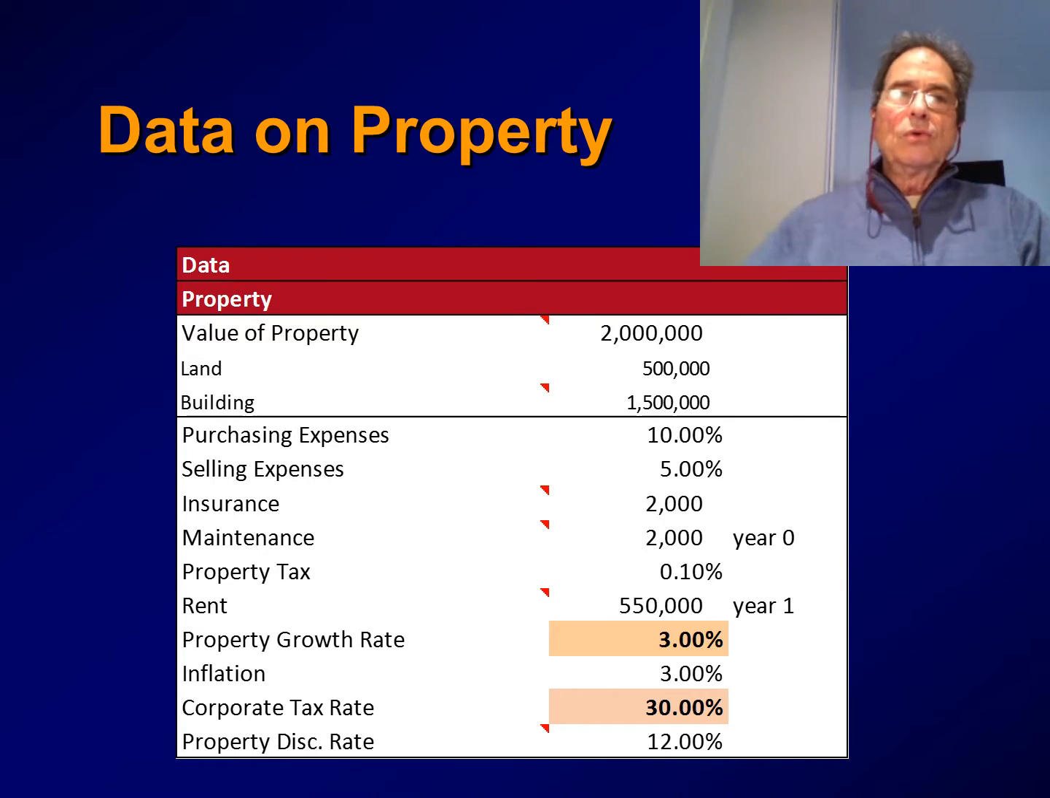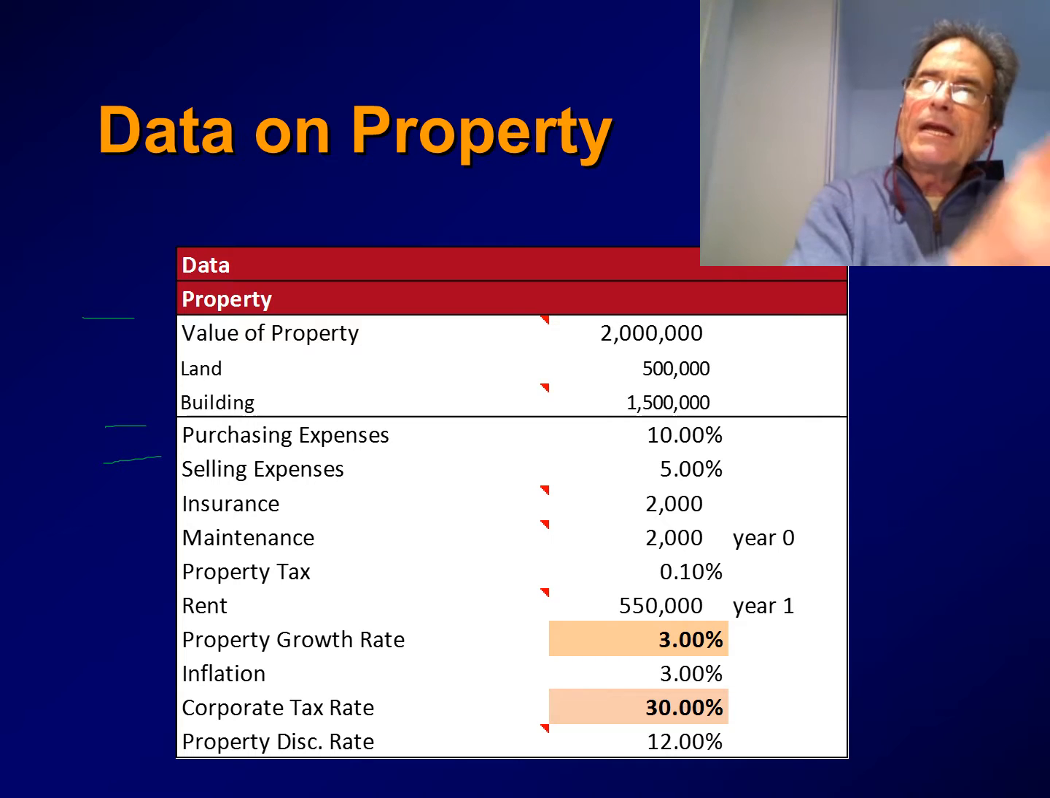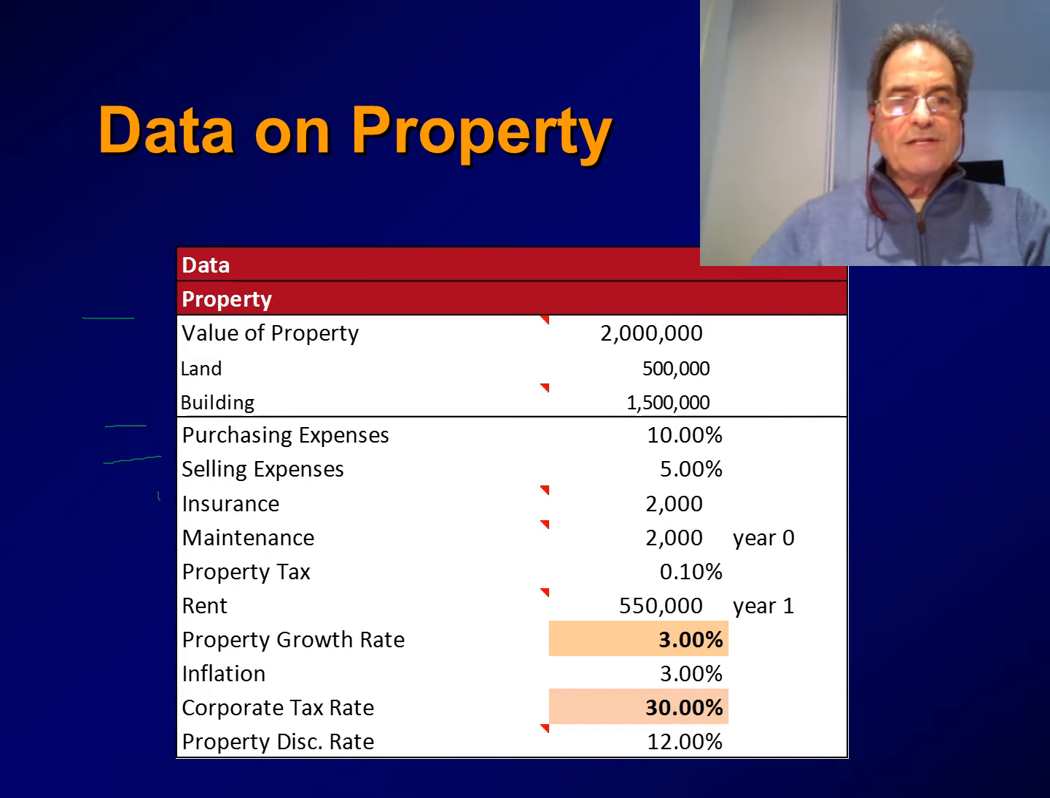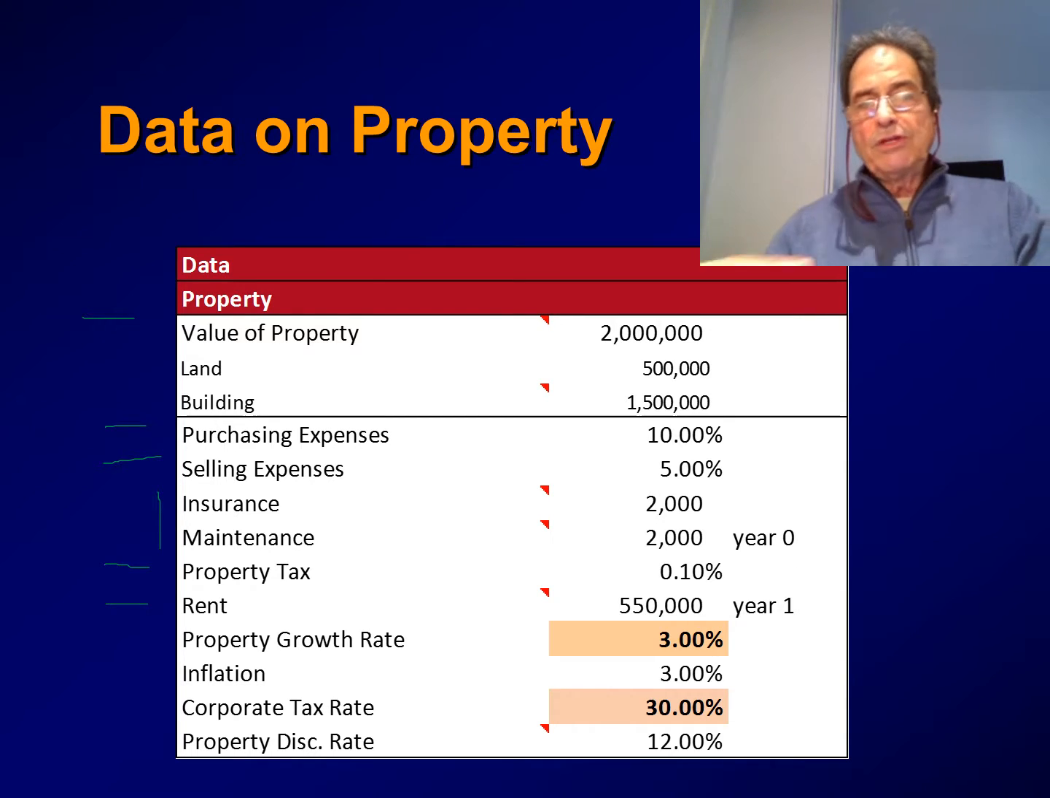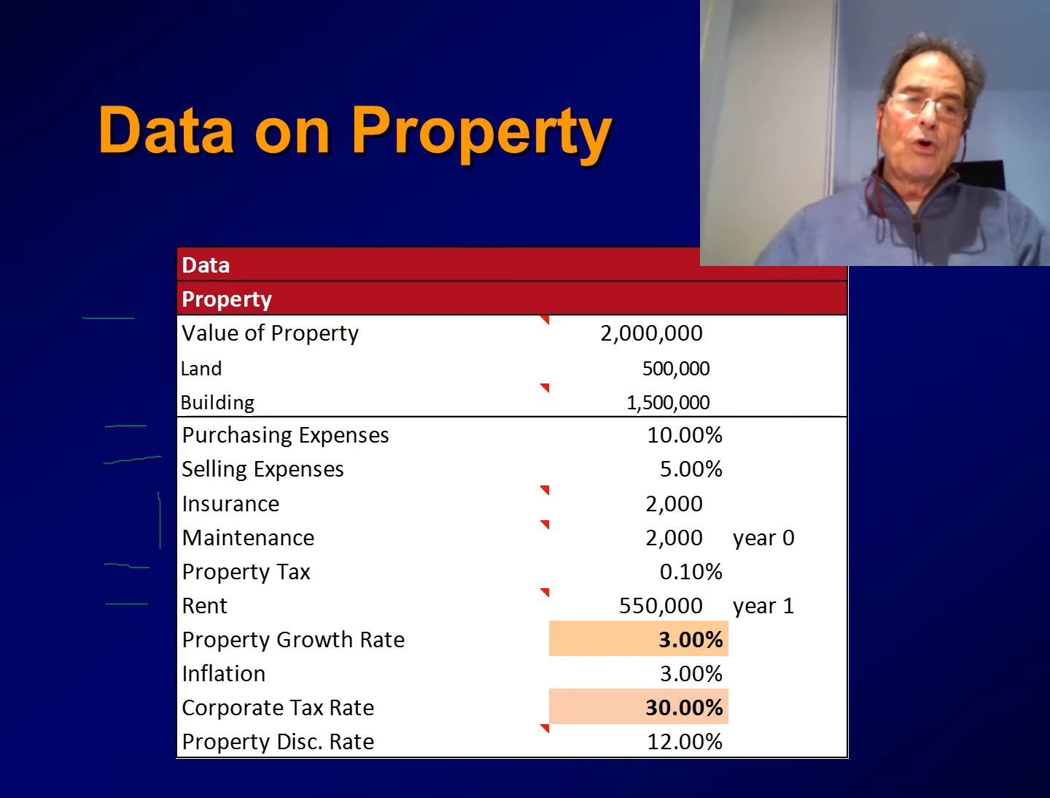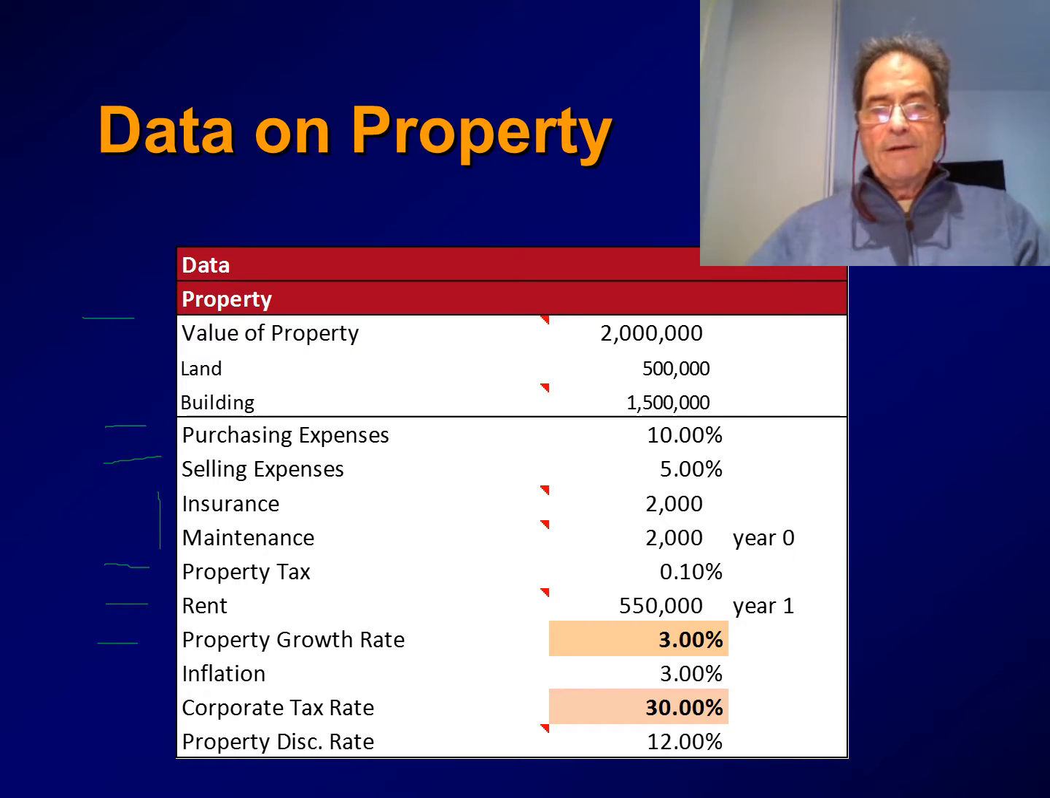Let's assume that we want to buy a property whose value is 2 million: land is 500,000, the building is 1.5 million. We have purchasing expenses of 10% and selling expenses of 5%. This applies to when we buy the property at the beginning and we sell it at the end. Then we have also insurance and maintenance expenses of 2,000. We have a property tax of 0.10%. The rent corresponding to this property is 550,000 in year one, and it grows with inflation. Also, the value of the property grows at 3% annually. We have an inflation also of 3% annually, a corporate tax rate of 30%, and a property discount rate of 12%.